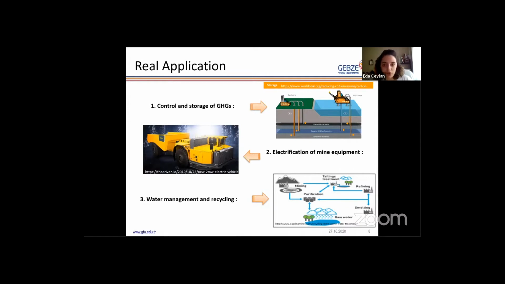Second application: electrification of mine equipment. In terms of greenhouse gas emission, the Borden mine in Canada has reported a 50% reduction in greenhouse gas emission with the electrification of underground mine equipment. Third one, water management and recycling. Another great step of the Borden mine in Canada is the establishment of a water management and recycling program. As a result, 70% of the Barrick Gold sites reuse recycled water, which helps in saving valuable drinking water.